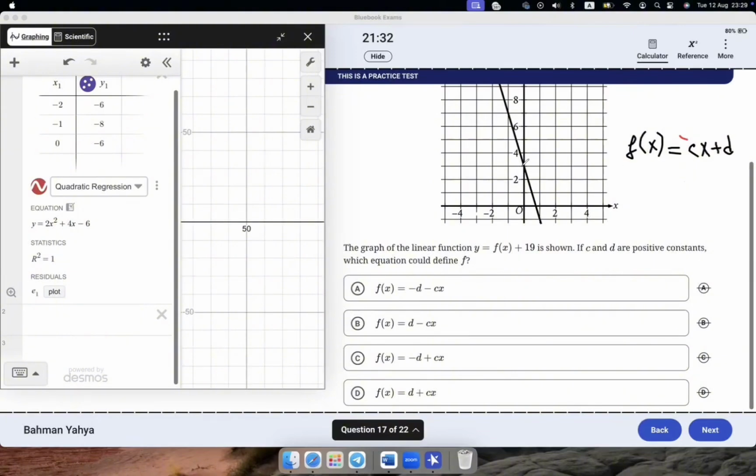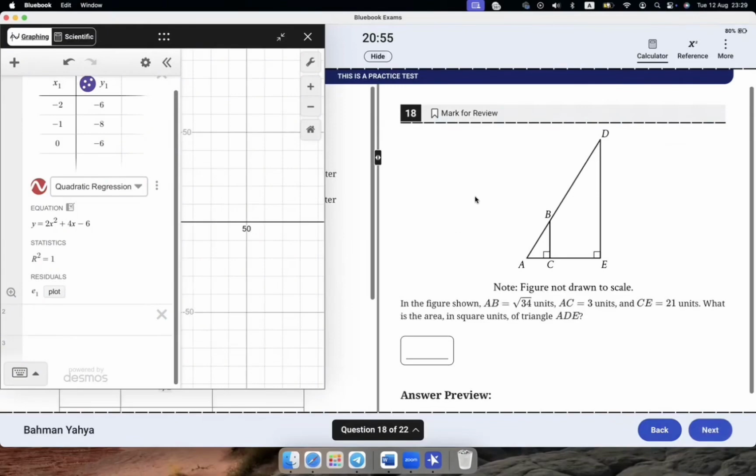And d. Students pick positive here, but this one is f of x already shifted 19 units up. That's 3, right? But when we find f of x, we have to shift it 19 units down. So 3 minus 19 will be negative 16. The graph will be something like this, okay, negative 16. So d is also a negative number. So when I pick the answer key, the answer must be negative cx minus d.